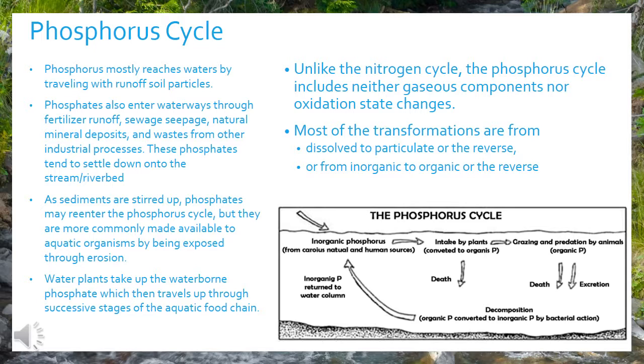Water plants take up the waterborne phosphate, which then travels through successive stages in the aquatic food chain. Unlike the nitrogen cycle, the phosphorus cycle includes neither gaseous components nor oxidation state changes. Most of the transformations of phosphorus are from dissolved to particulate, or the reverse, particulate to dissolved, or from inorganic to organic, or also the reverse, organic to inorganic.